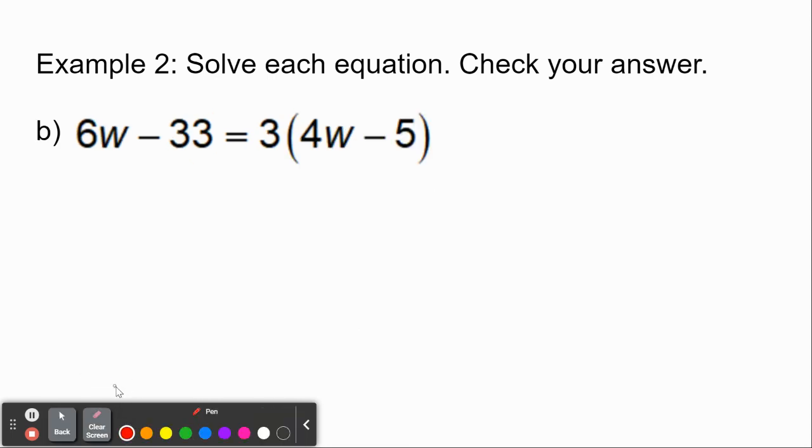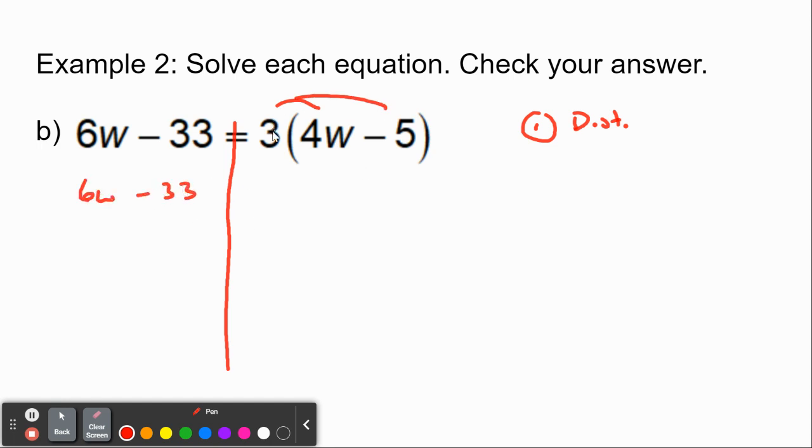Next. Example 2, 6w minus 33 equals 3 times 4w minus 5. So here's my line. Let's start with distribution. So step 1, let's distribute. The 3 goes into the 4w and the minus 5. So your 6w and minus 33 come down. 3 times 4w is 12w. 3 times negative 5 is negative 15.